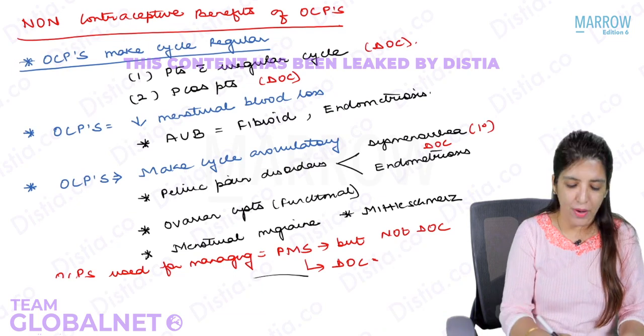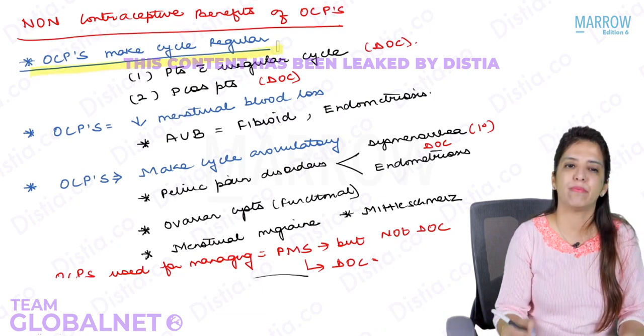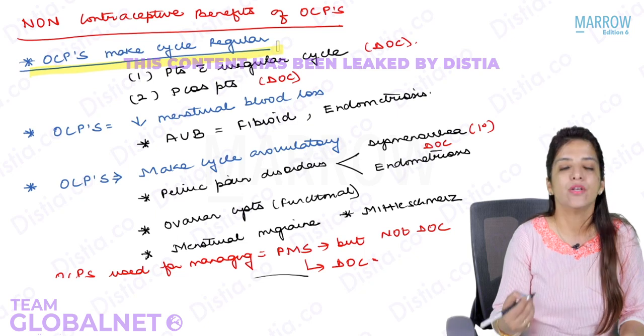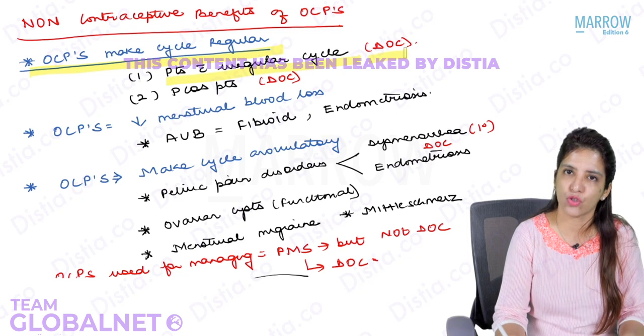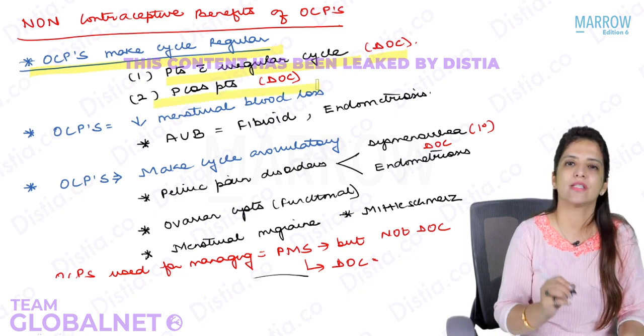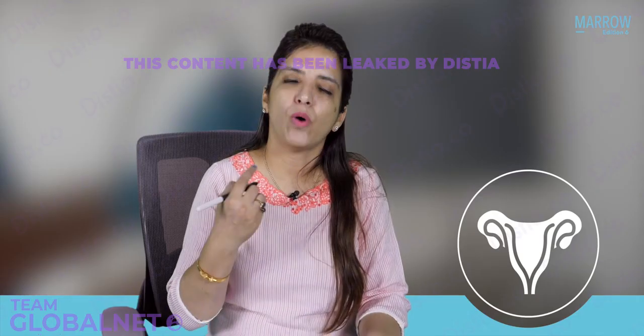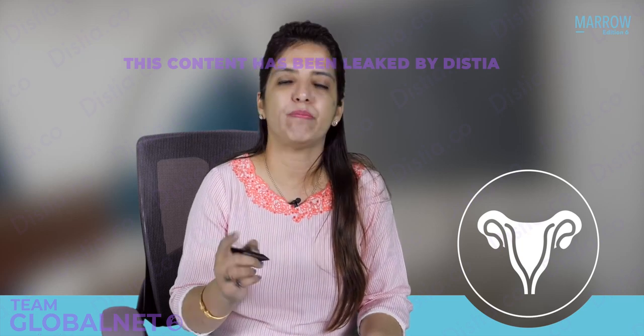Non-contraceptive benefits, number 1, the oral combined pills are going to make cycles regular. So yes, they are used in patients with irregular cycles where they are the drug of choice. In PCOS patients, they are the drug of choice, right? So I don't know whether you watched the video on PCOS or not.